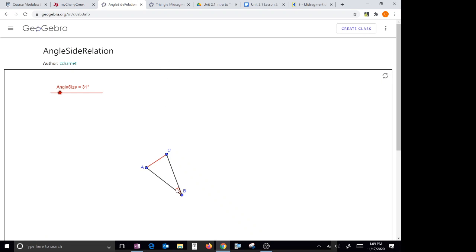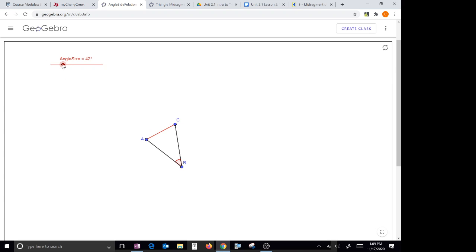demonstration here. So here I've got an angle, and I can control the size of this angle using this toggle bar here. And here is the side that is opposite of it. So we've got the two rays here, but across from our angle we have the side. Let's just take a look at what happens as we increase our angle size. Well, you can see as our angle gets bigger, the side across from an angle also gets bigger.